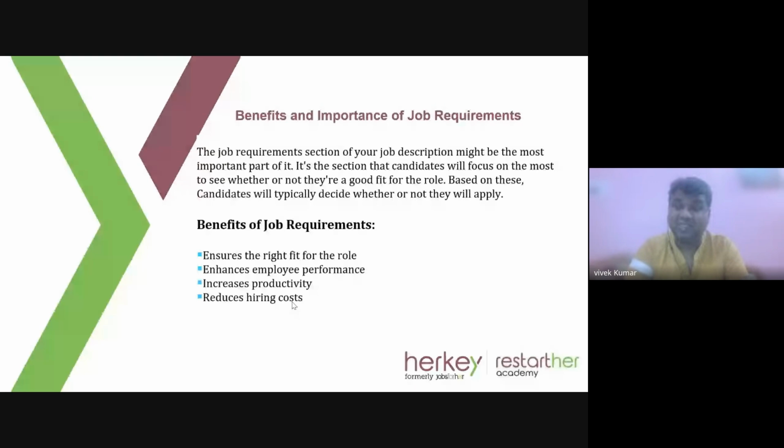So eventually, if your job requirement puts everything in detail, I mean, I'm talking about the job description in fact, if the job description highlights, let's say, a location, even a salary for that matter, it becomes very easy for the candidate to decide whether they want this job or not. Okay, so that significantly reduces the hiring cost.